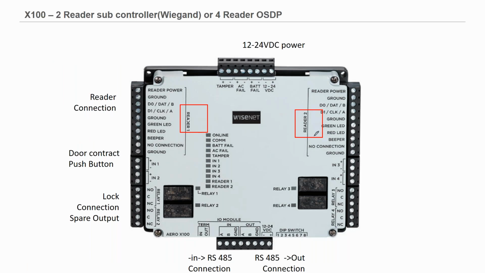Okay, you have reader 1, reader 2. So 2 readers you can connect. And there is a door contact, push button, whatever is required for the door is also there. Okay, so let's go back to the example.